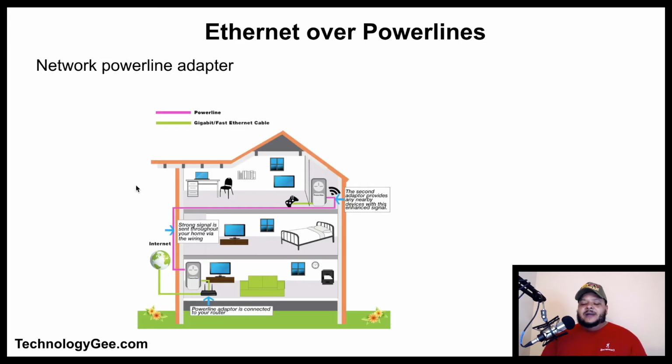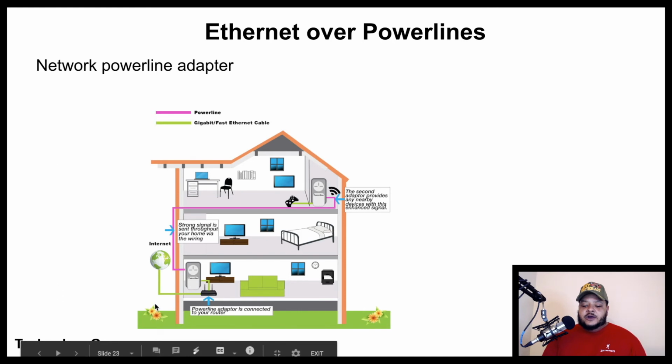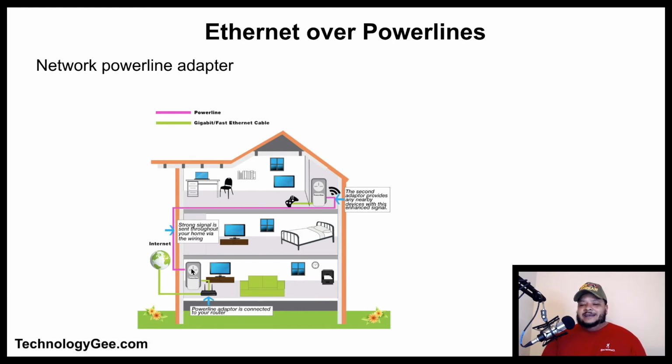And here's a picture of how a network power line adapter would work. So as you can see at the bottom right here, you have a power line adapter that is connected to a router. That power line adapter is plugged into the wall where it is sending the signal through the electrical wiring in this house up to the 3rd floor, which is then going to this other adapter, which is kicking out Wi-Fi, which will then send the signal to this smart TV, this laptop, or any other Wi-Fi driven device.